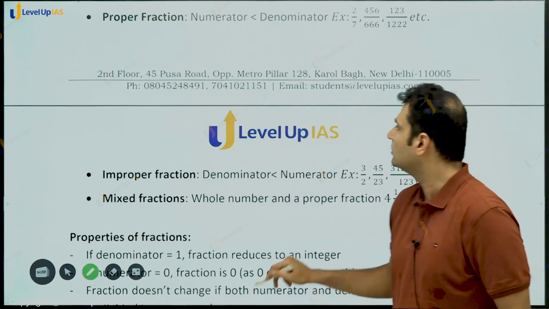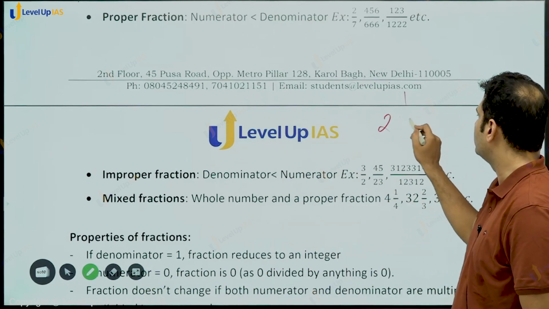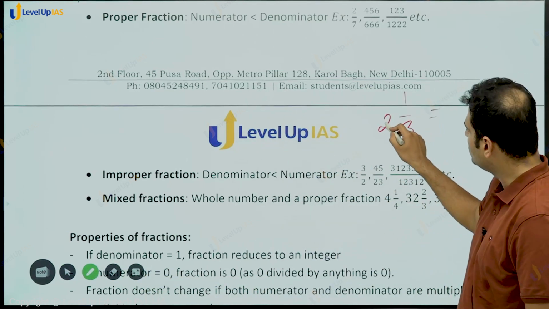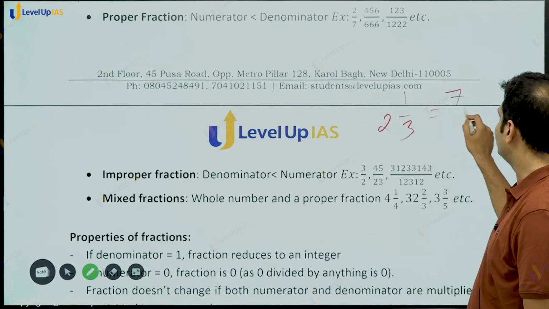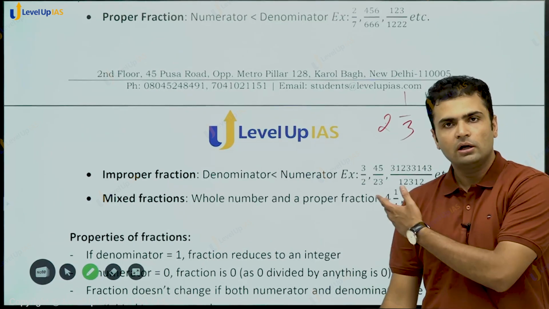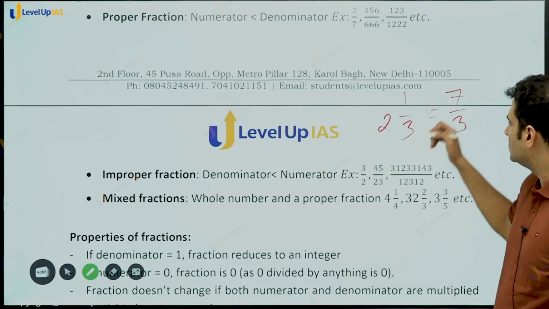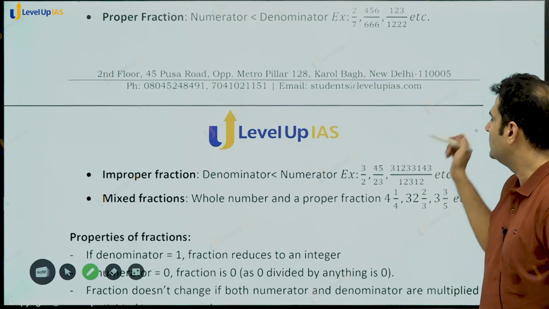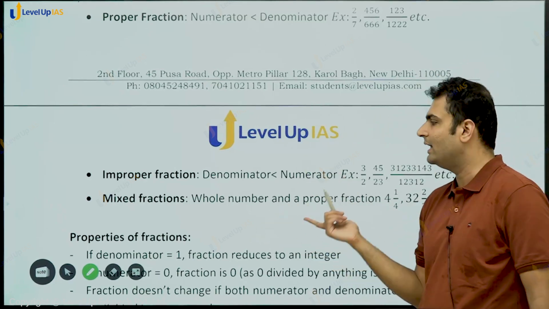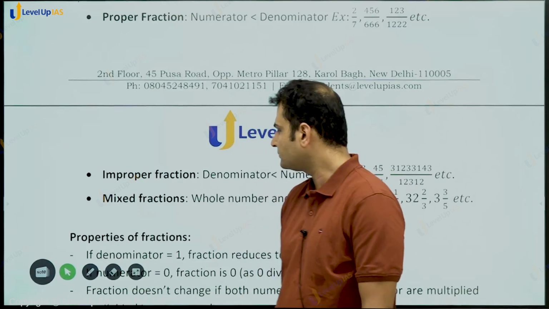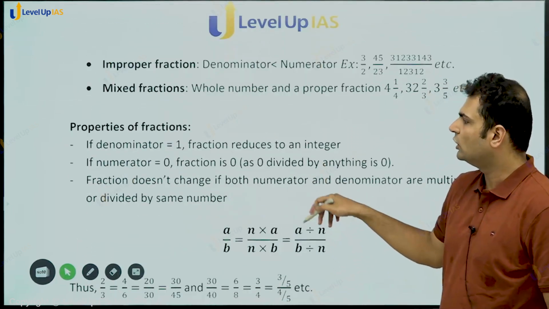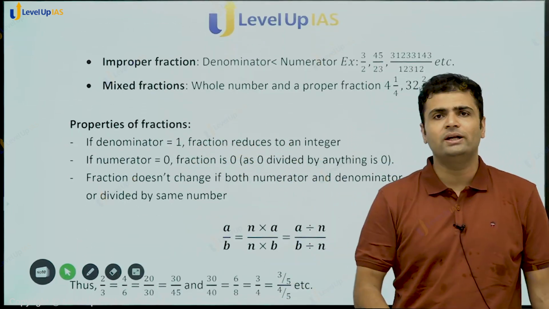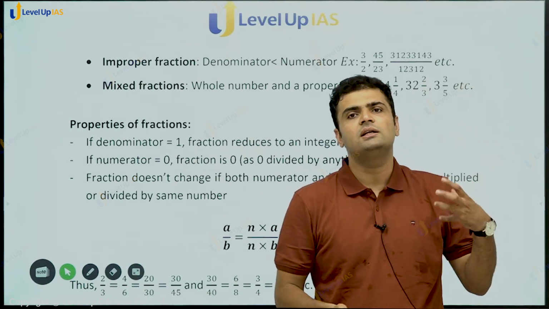I'm sure you must be remembering this. If we have 2 1/3, it is also equivalent to 3 into 2, 6 plus 1, 7/3. So this is an improper fraction. So if we have a mixed fraction, they are improper fractions, but they can also be represented like this. Fine. If the denominator is 1, then fraction reduces to an integer because anything divided by 1 is the number itself.